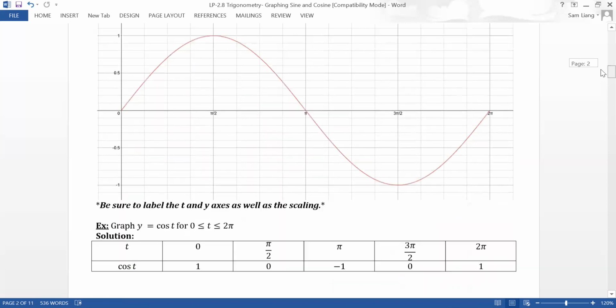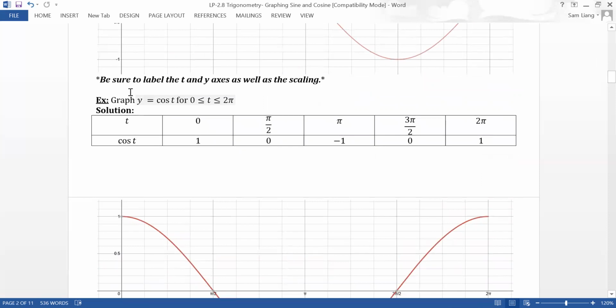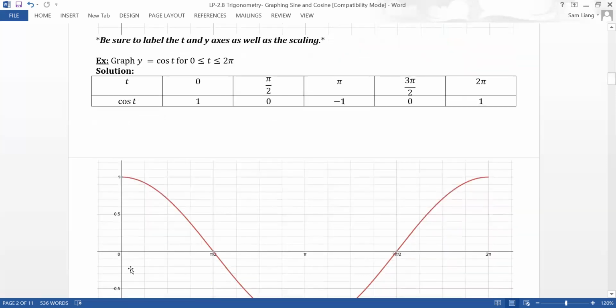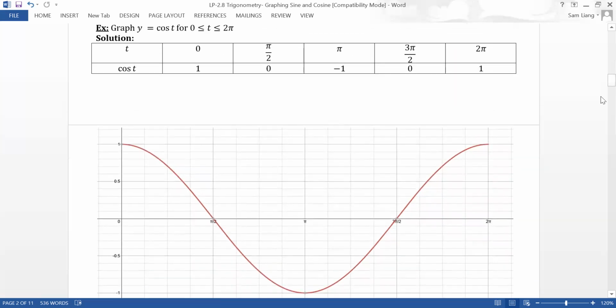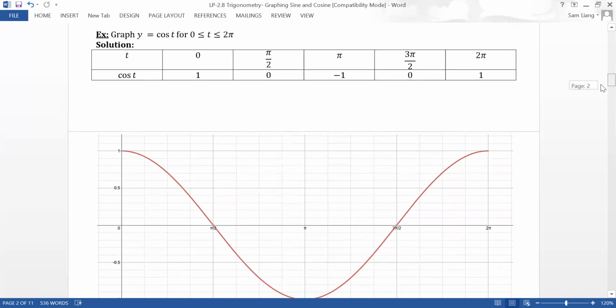Next, let me just say this. Be sure to label the t and y axes as well as the scaling. Here the independent variable is t, right? So 0, pi over 2, pi, 3 pi over 2, 2 pi. That's the labeling of the t-axis, and then the y-axis is 1 to -1. Just FYI.